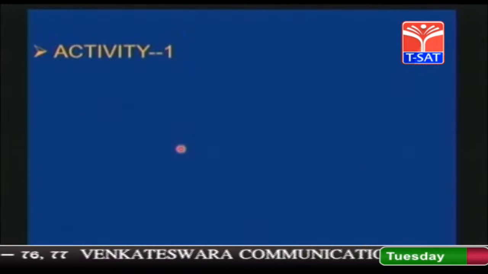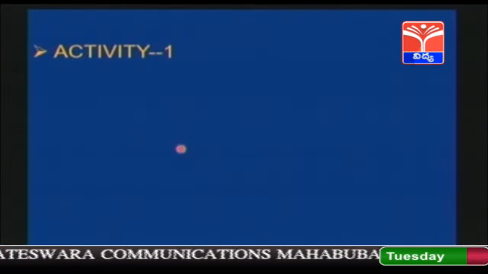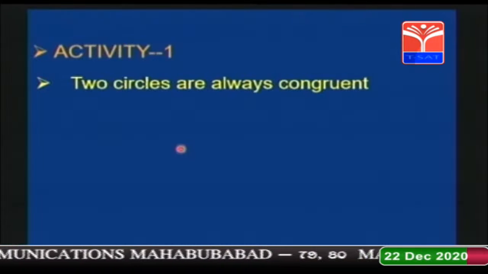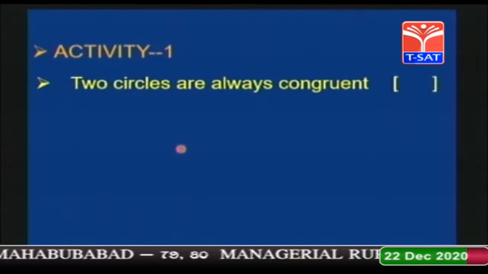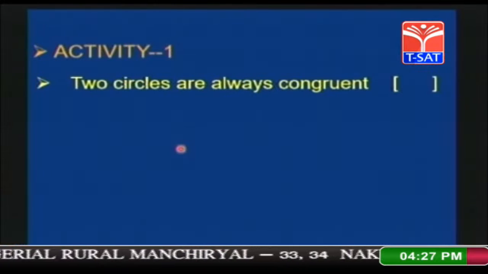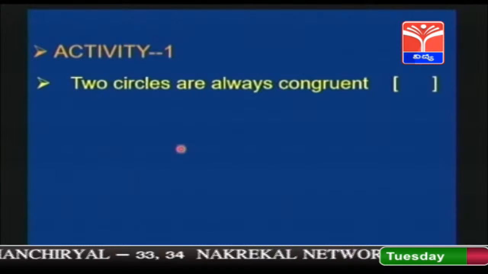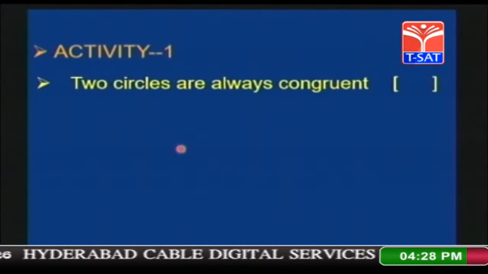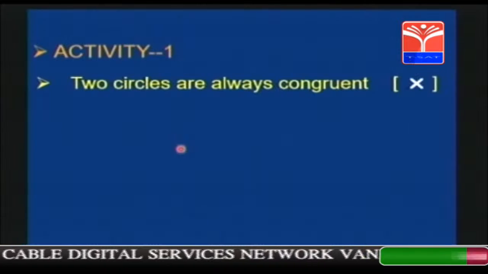Now activity. Students, here is an activity based on the class. Two circles are always congruent. Now is the statement right or wrong? Read the question once again. Two circles are always congruent. No, because two circles of equal radii are always congruent. Here the radius is not given, so the statement that two circles are always congruent is not correct.